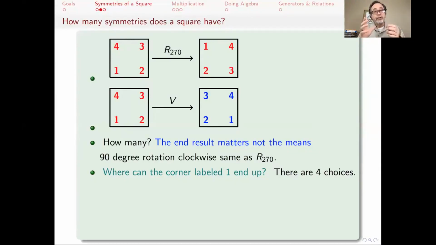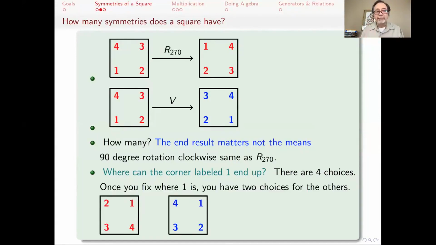But then 2 and 4 have 2 choices because you could flip things and flip the places of 2 and 4. When you decide where 1 goes, if 1 goes here, you can flip your square, and that gives you 2 other choices. But as soon as you decide whether or not you're going to look at the front or the back, after having decided where 1 goes, you're done. There's nothing else you can do. If 1 is fixed, so is 3, but you could be looking at the front or the back by flipping the square. And so the total number of symmetries of a square is 8.